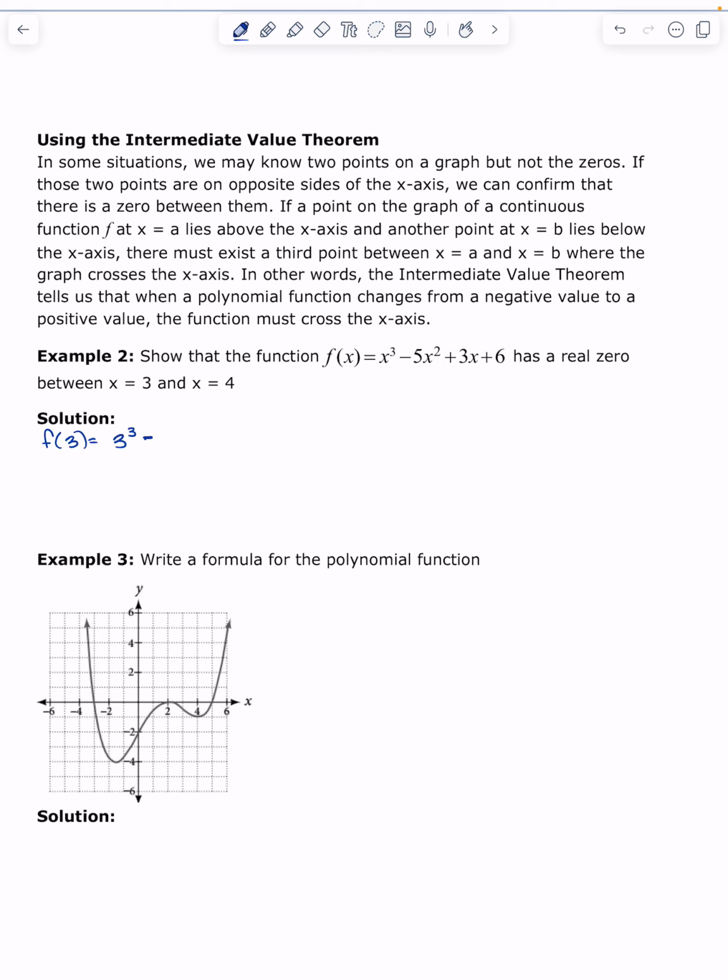So we are going to take a look at f of 3. I got 3 to the 3rd minus 5 times 3 squared plus 3 times 3 plus 6. 3 to the 3rd is 27 minus 5 times 9 is 45 plus 9 plus 6. We get a value here of negative 3.